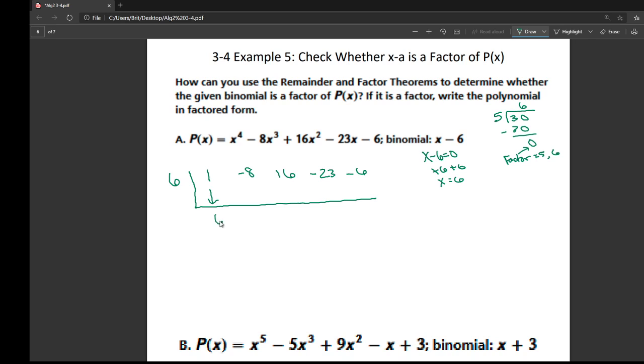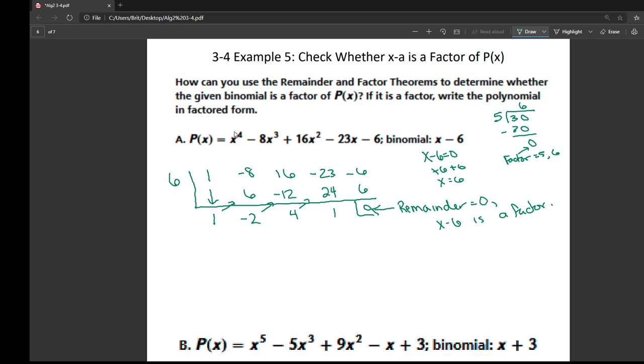And then I do my braid. Oops, it's a 1, not a 6. Don't make any goofs, guys. So 6 times 1 is 6, and then I add down. 6 times negative 2 is negative 12, and then I add down. 6 times 4 is 24, and then 6 times 1 is 6, and when I add down I get a remainder of 0. So the fact that this remainder is 0 tells you that x minus 6 is a factor.